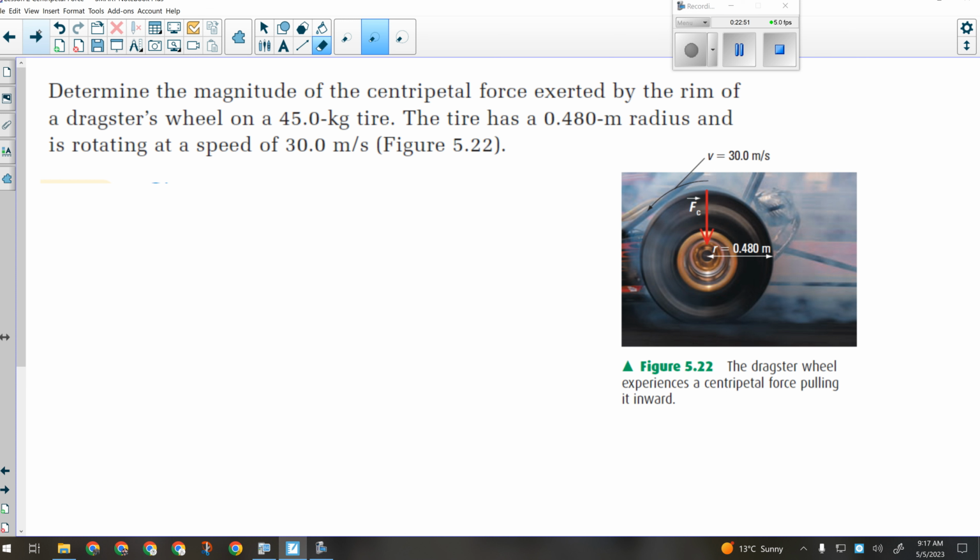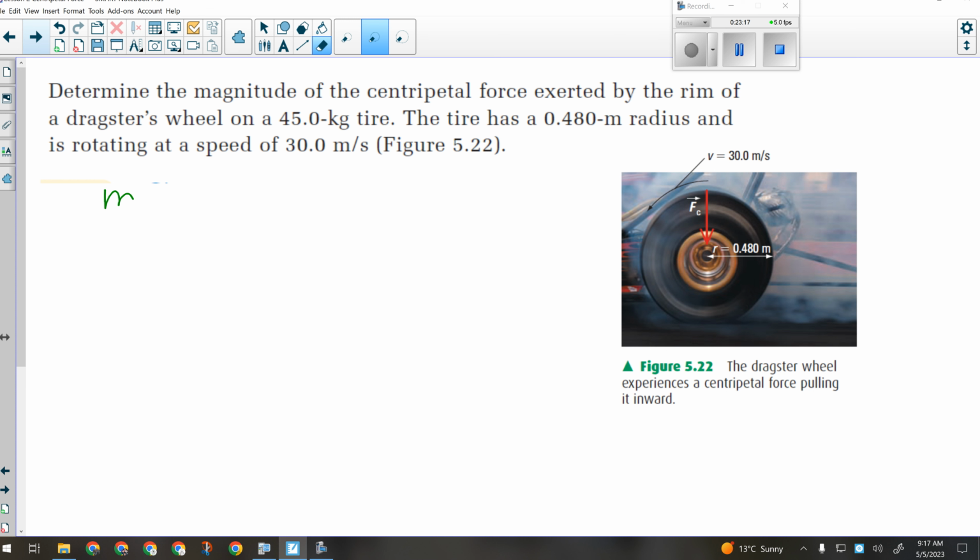So we're looking for the magnitude of the centripetal force on the rim of the dragster's wheel, on the tire. Because as your tire is spinning, there has to be a force that holds the tire on. If it's not, it'll break the bead and come off, and then your wheel and your tire don't work together anymore, which is bad. So we want to figure out how much force is required to hold the tire on the rim.